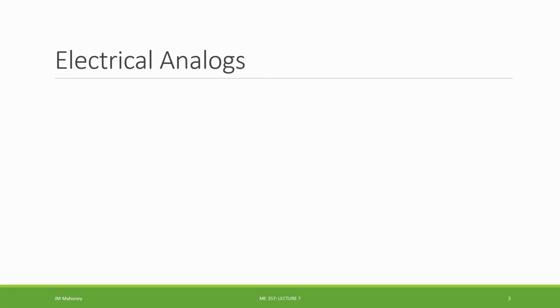The approach we're going to take to modeling our fluid systems is going to be by creating electrical analogs. So basically, we are going to find analogous elements in our fluid systems to those in electrical systems and then model it just like we would electrical systems from the previous section.